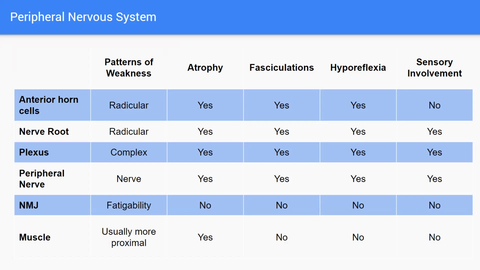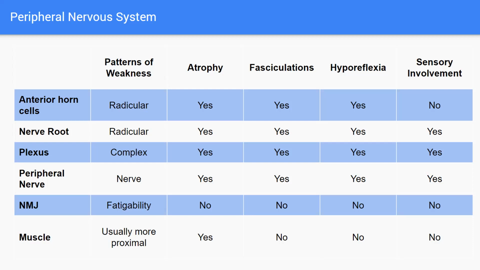Whereas with the nerve root, you would have, once again, a radicular pattern of weakness with atrophy, fasciculations, and hyperreflexia, as well as sensory involvement. Because if you remember the cross-section of the spinal cord, the dorsal and ventral roots are quite close to each other. So oftentimes there's both motor and sensory findings.